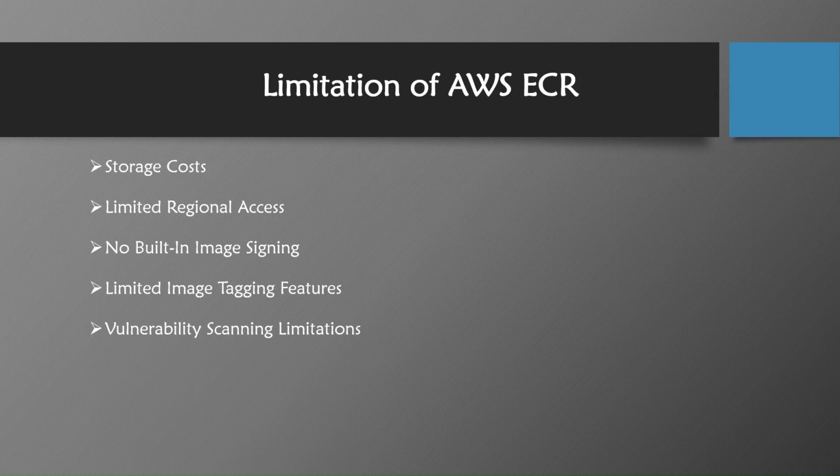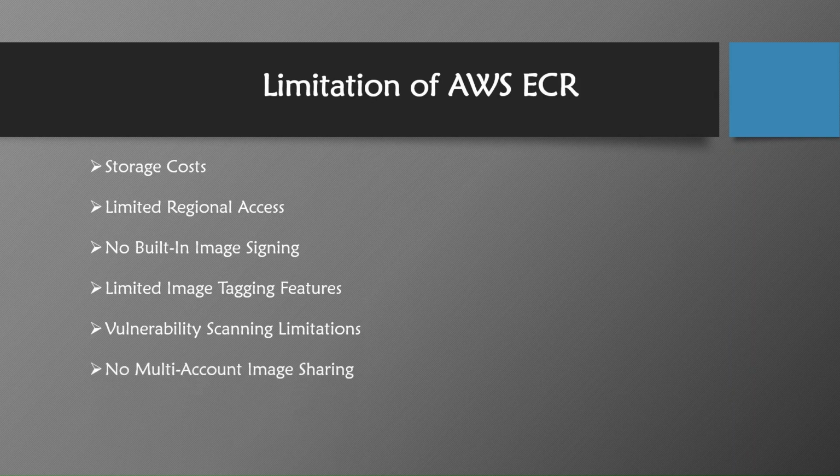Vulnerability scanning limitations. The vulnerability scanning feature in ECR scans images only for known vulnerabilities from a limited set of sources, for example Amazon Inspector. While it helps detect some security risks, it may not identify all vulnerabilities, especially for highly customized or niche-based images.